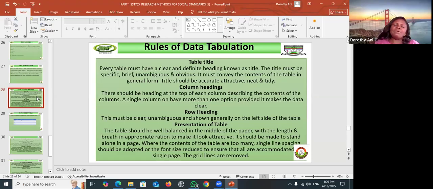The only thing is that when you are starting the second table, the continuation, you have to write Table 1 continued or Table 2 continued, so that somebody else will know that we started that table somewhere and you are continuing with it. I hope I've said something here.